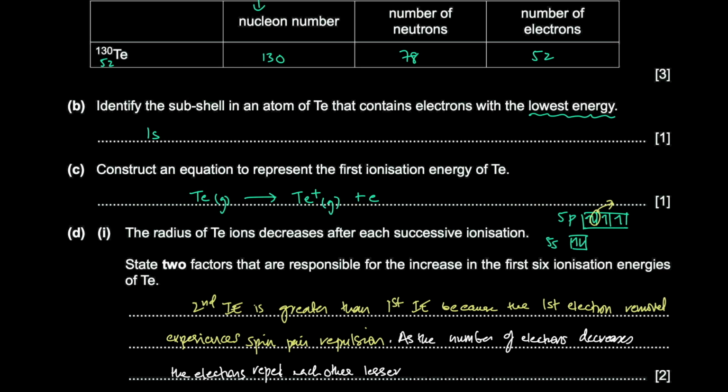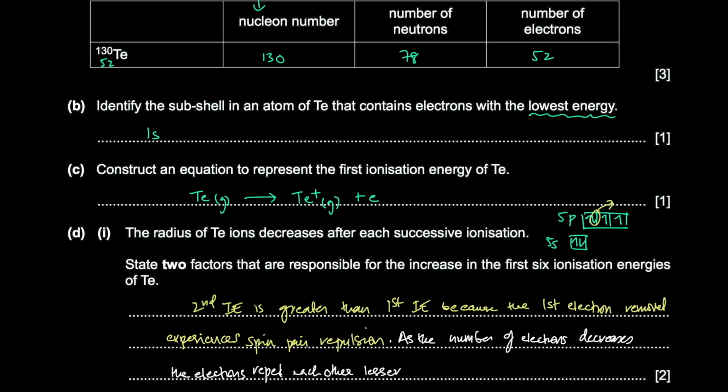And then lastly, once you remove the electrons in the 5p subshell, the electrons are harder to remove from the 5s subshell. So that's another factor that explains the increase in the first 6 ionization energies.